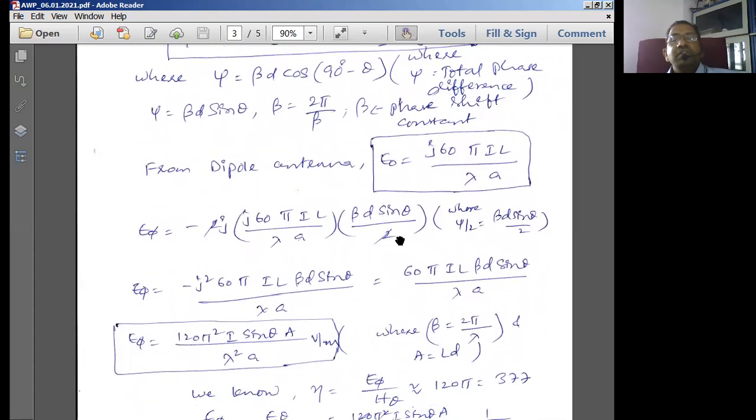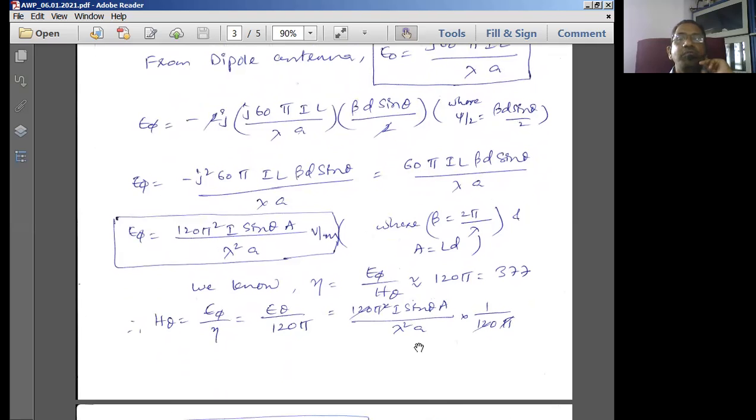So this xi by 2 is equal to beta d sine theta by 2. What is xi actually? Xi is equal to beta d sine theta. If I divide it by 2, I will divide it by 2 here also. So these two will get cancelled. I'll be getting this equation with minus j square. What is minus j square? It will be equal to plus 1. So I can just replace this minus j square by plus 1. So plus 1 into 60 pi I L beta d sine theta by lambda r. So this is the equation I can normally get in this form.